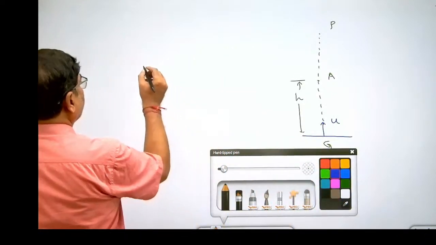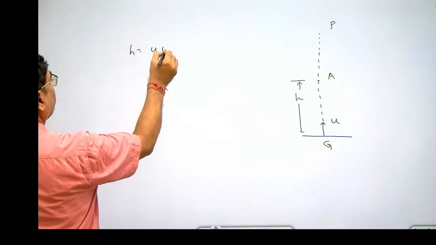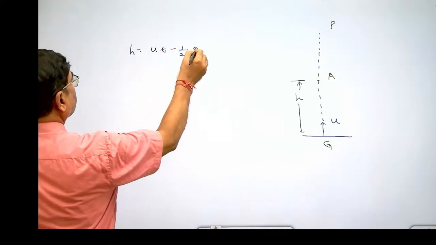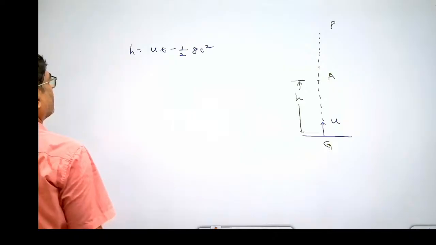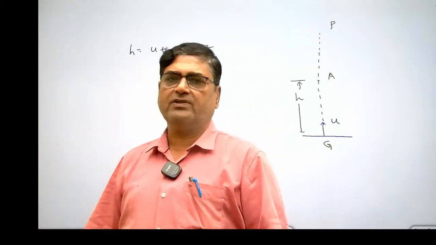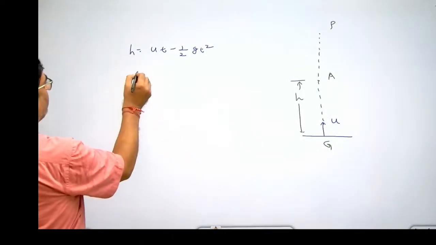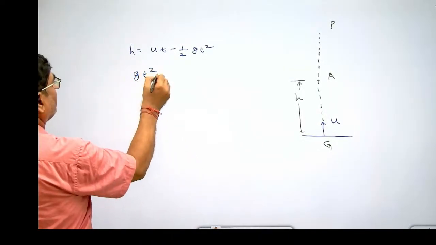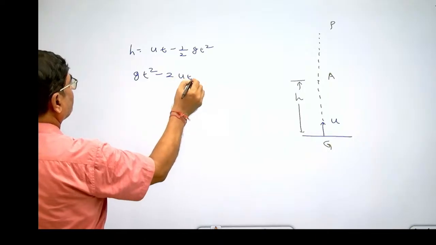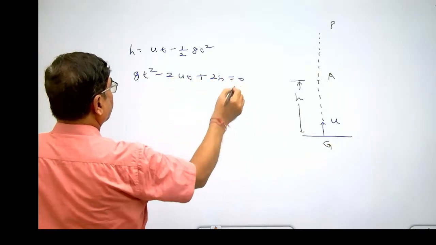Dear student, if we write the general equation, we will get h equal to ut minus half gt square. This is a quadratic equation which will give you two times, one for the upward journey and another for the downward journey. You can solve for both times. After solving this equation, you will get gt square minus 2ut plus 2h equal to 0.